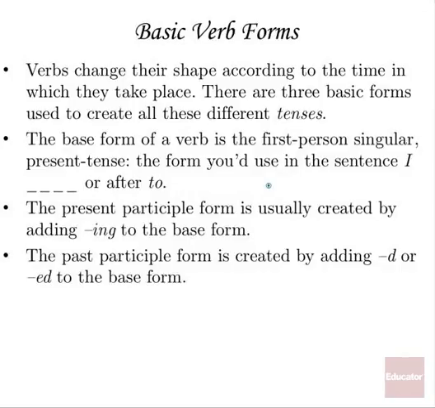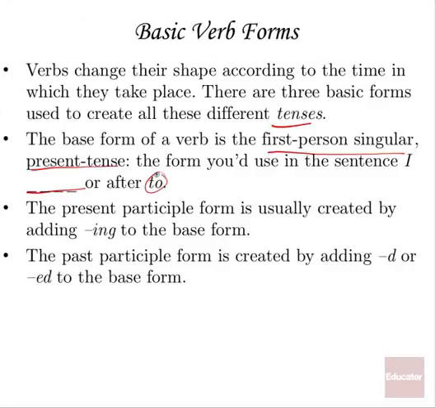Okay, basic verb forms. Verbs change their shape according to the time in which they take place. There are 3 basic forms used to create all these different tenses. Now we're going to go into tenses in detail in the next lesson. For right now, we need the forms that are the building blocks of those tenses. The base form of a verb is the first person singular present tense, the form you'd use in the sentence I blank, or after to.